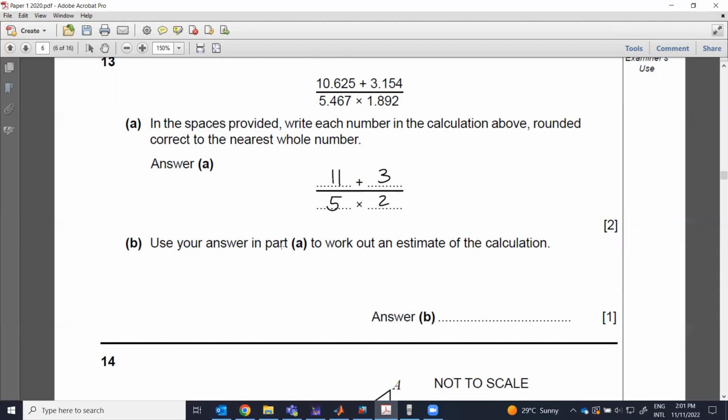Then use your answer in part A to work out an estimate. So here, just work out the numerator. So I have 11 plus 3 over 5 times 2. 11 plus 3 is 14.